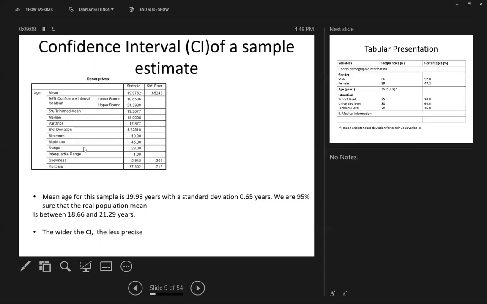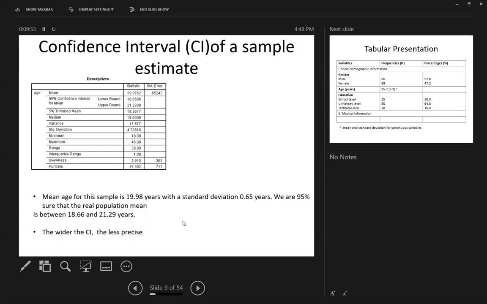For example, the mean was 19.98 with a standard deviation of 0.65. And the confidence interval is between 18 and 21. So we can say that we are 95% sure that the real population mean, which is the real mean age of the population, lies between 18.66 and 21.29. Just to note that when you say to people, for example, the prevalence of smoking is between 12% at AUB and 50%, this is a really very wide confidence interval. This means that you are not very confident what exactly the true prevalence is. So this means that the wider the CI, the less precise.